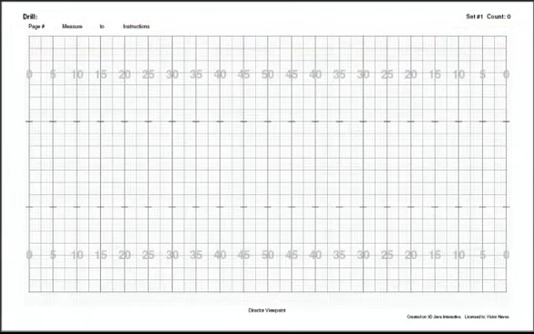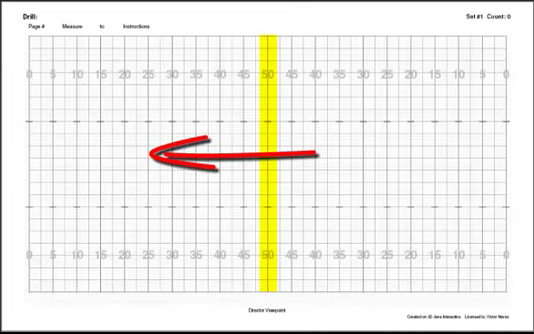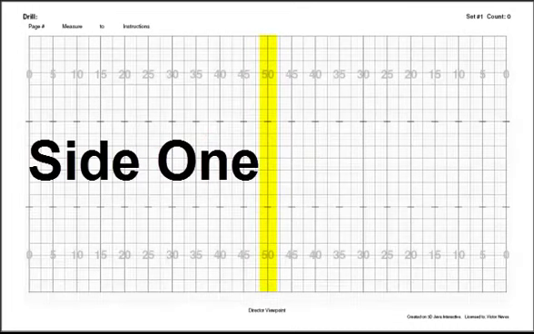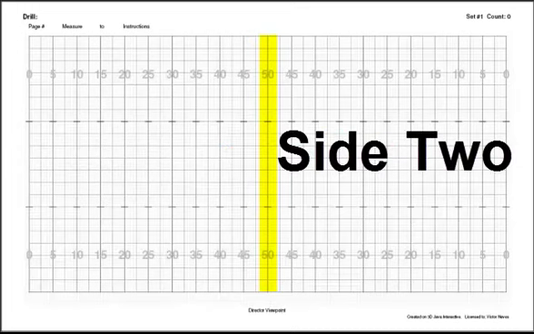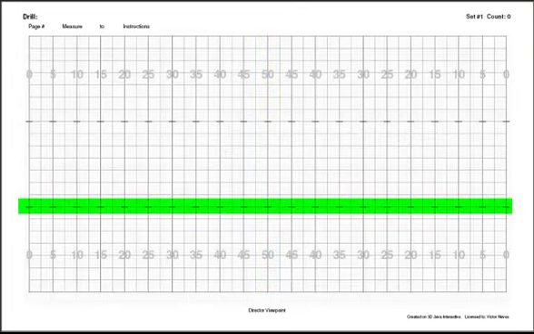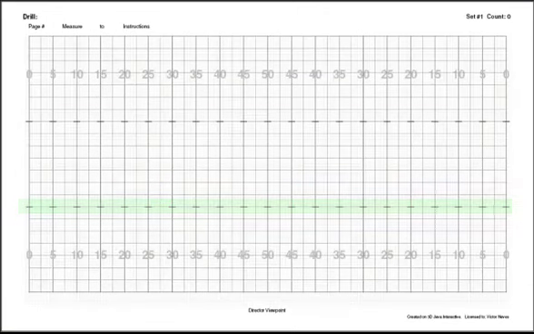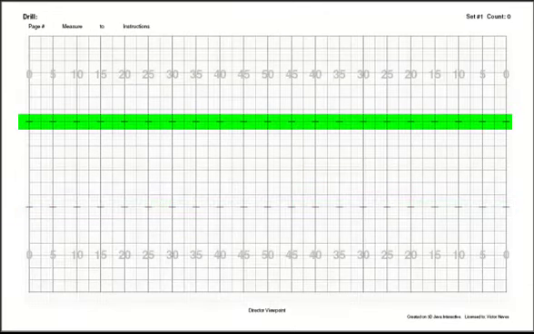From this viewpoint, to the left side of the 50-yard line is side 1. Of course, that means to the right side of the 50 is side 2. These are the front hashes, which would make these the back hashes.